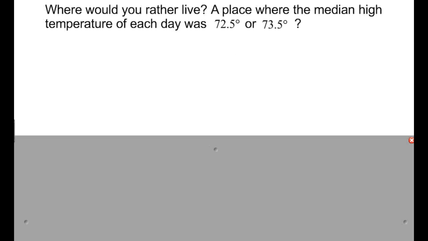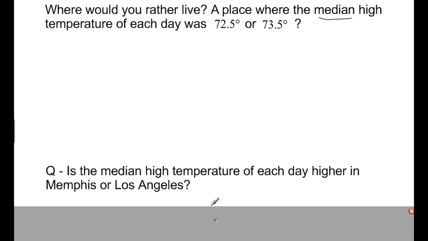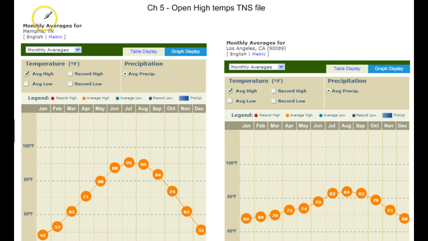Here's a question for you. Where would you rather live? A place where the median high temperature is 72.5 or 73.5? They're probably pretty similar places, you would think. I wonder where the median high temperature is higher, in Memphis or Los Angeles? Do you think it's a lot higher? I wonder. This is from weather.com. This is Memphis, and this is Los Angeles.